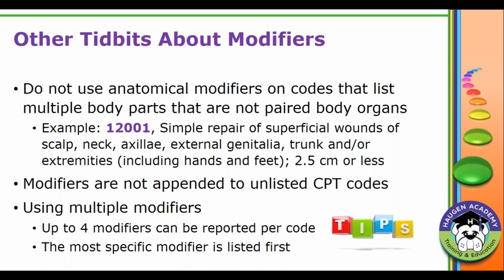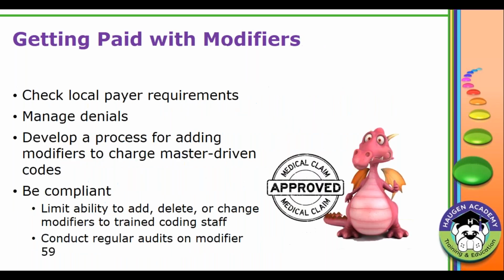And if you want to append multiple modifiers, you can report up to 4 modifiers per code. I have never seen more than 2, I think, in the hospital setting. It's possible you may see more on the physician side. And they do request putting the most specific modifier first, and they being Medicare, in their claims processing manual.